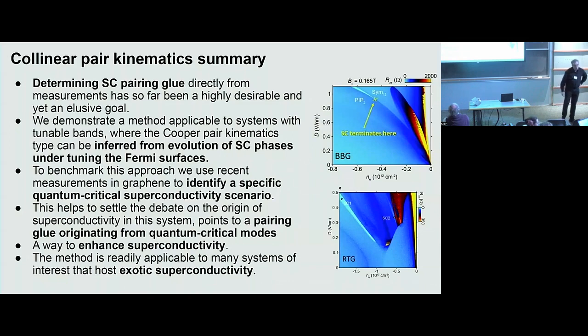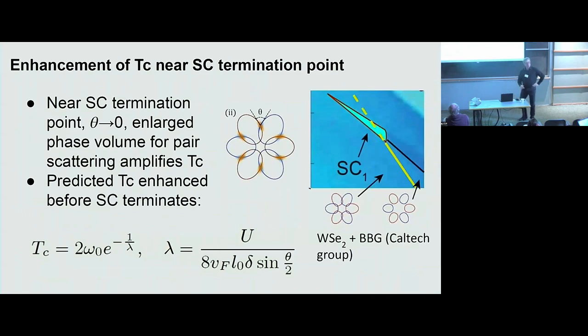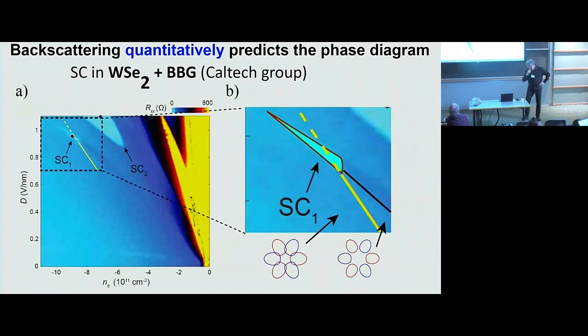And I also had this question. If you go back to the phase diagram of the bilayer on WSe2, you had the bigger phase diagram. Do you have any ideas about the SC2, the other phase? What? No. Okay. So we are working on it. We have ideas. Not good enough to present here.